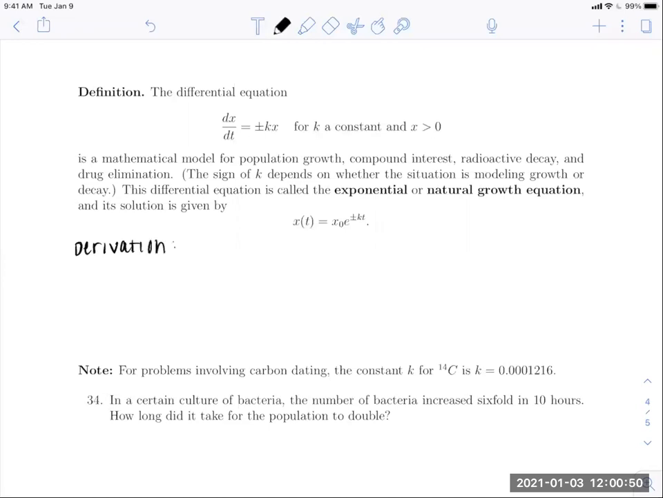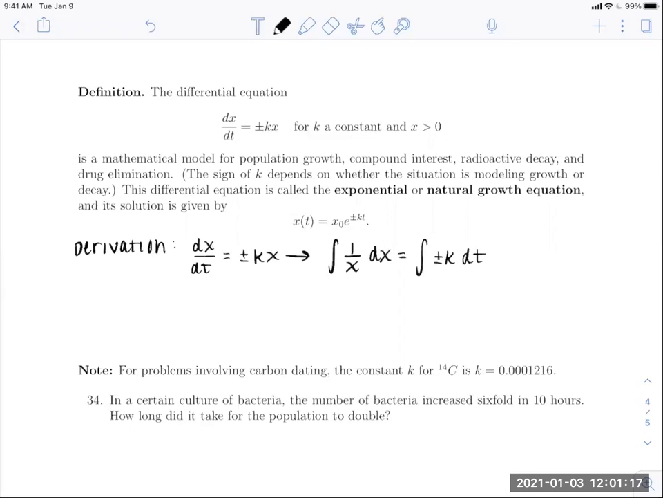Derivation. All right, let me write out that DE once more, dx/dt equals plus or minus kx. All right, and so to separate this, I'm going to take all of the x's on the left. I'm going to leave the t's on the right. Technically, that k can go to either side. So if you wanted to move it to the left, that would be fine. I'm going to leave it on the right.